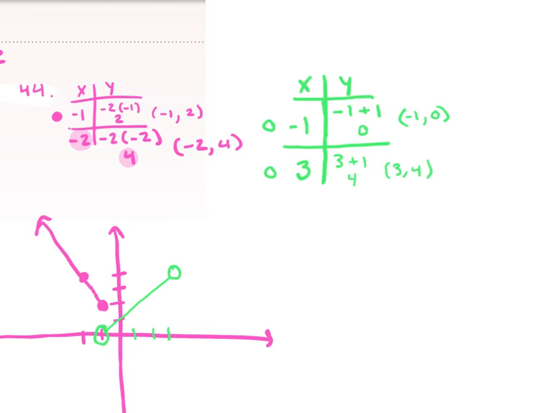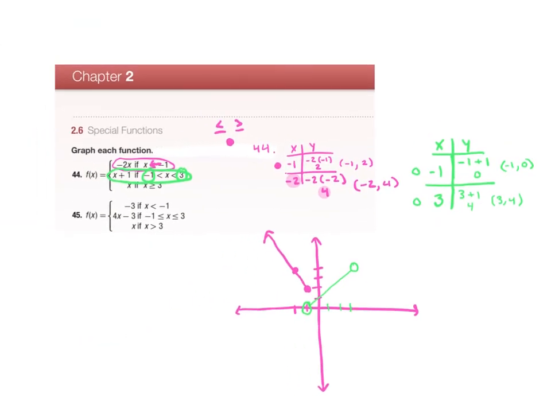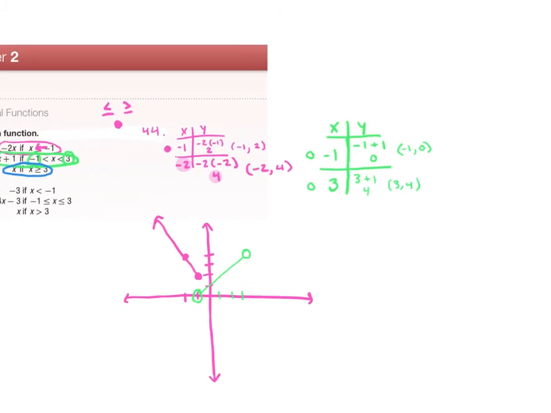Ready for the third piece? So we just have x if x is greater than 3. What are we going to plug in first? 3. What do we get when we plug in 3? 3. So our point is 3, 3. Do we have an open circle or closed circle here? Closed circle, since it's greater than or equal to. So we go to the right 3 and up 3, put a closed circle there.